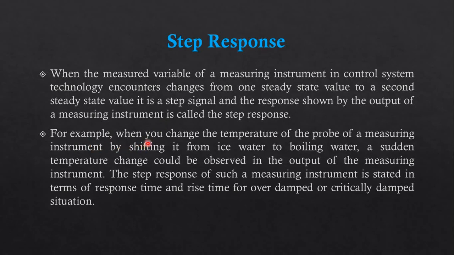For example, when you change the temperature of the probe of a measuring instrument by shifting it from ice water to boiling water. So right now we are changing temperature from ice water to boiling water. A sudden temperature change could be observed in the output of the measuring instrument. The step response. So right now if we have our ice water, at the time the temperature is very low, and at the other point we are moving it to boiling water. At that time the temperature is very high. So we are going from a very low value to a very high value.